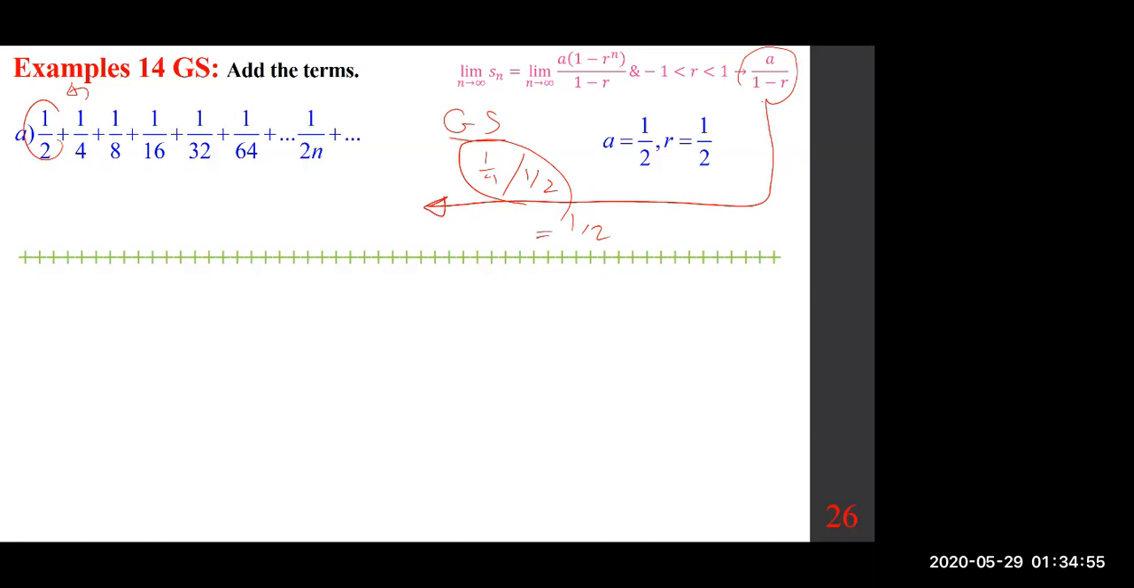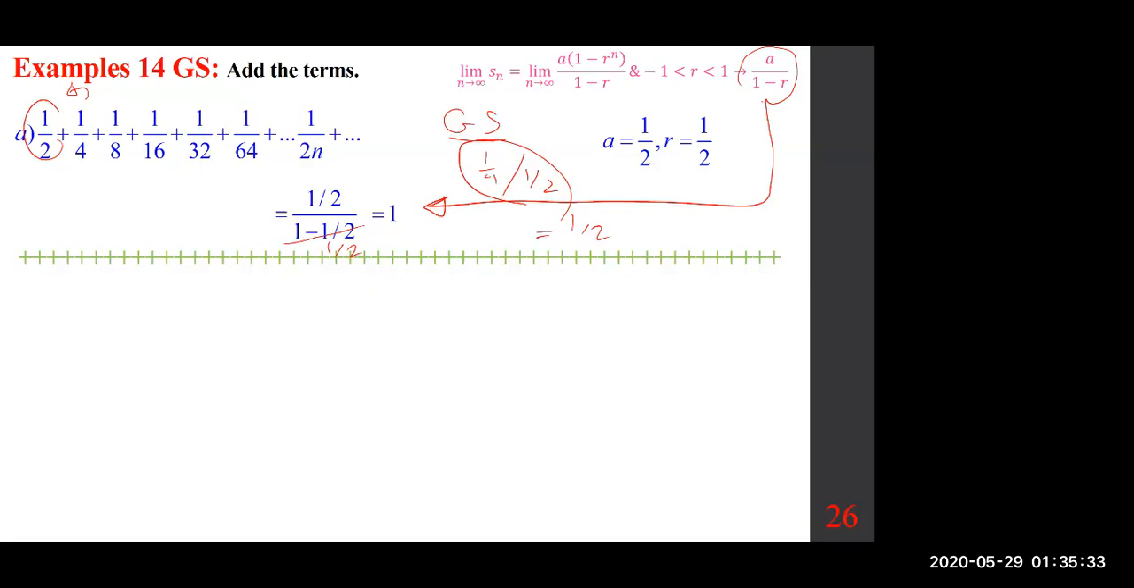So the sum, no matter how big it becomes, is a over 1 minus r. a is 1/2. 1 minus r is 1 minus 1/2, and I hope everybody knows that this is 1/2, and the result is 1. So when you add them up, no matter how many times, ultimately the answer is 1.